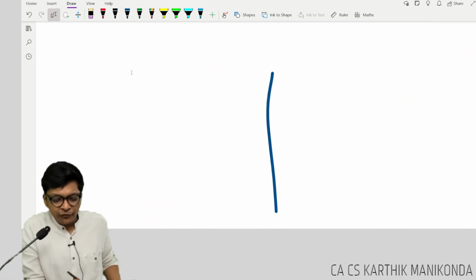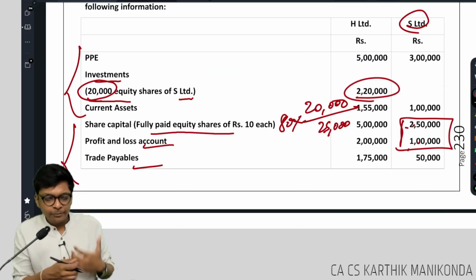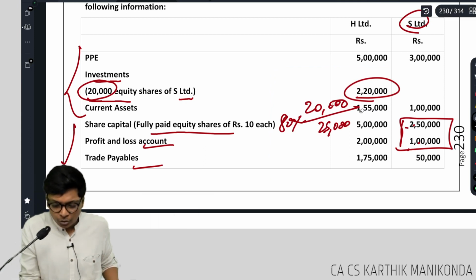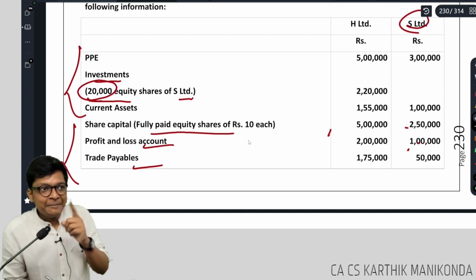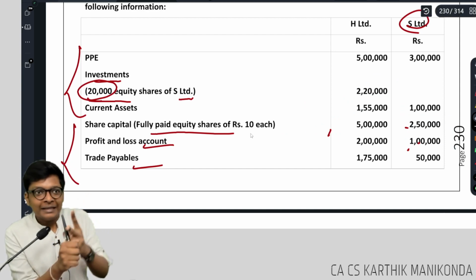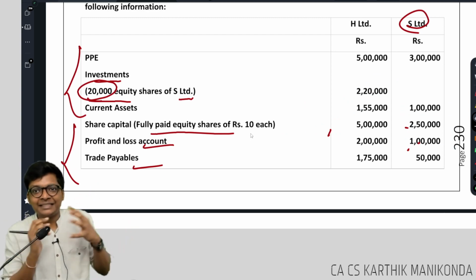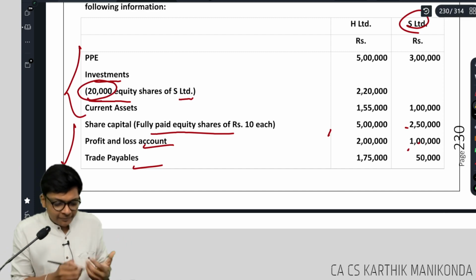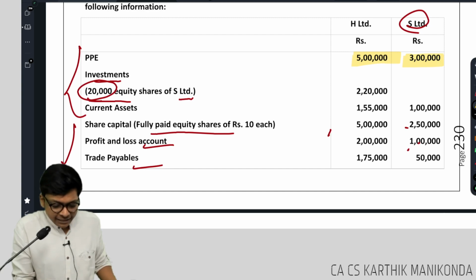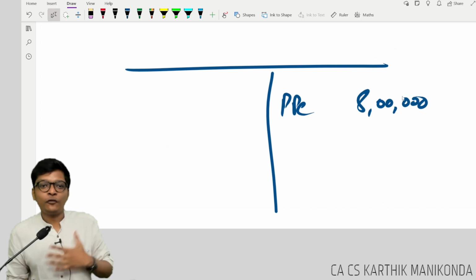Let me do it in T format first for you to understand, because in every sum I don't have to do cancellation. Look at this. Line by line, I told you consolidation is nothing but line by line, subject to computation of goodwill or capital reserve and computation of minority. In this sum I computed minority, I computed capital reserve. Apart from that, everything else is line by line. So let's come one by one. Let's finish assets. PPE 5 lakh plus 3 lakh. So here I will write PPE 8 lakhs. Guys, are you following?